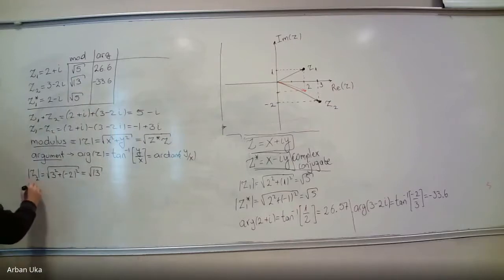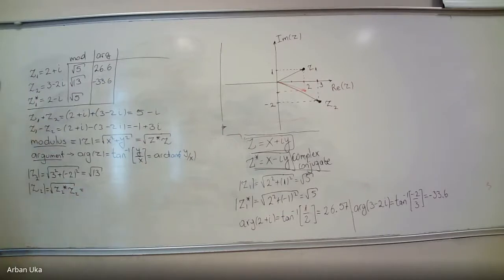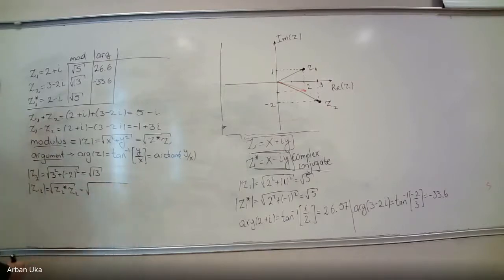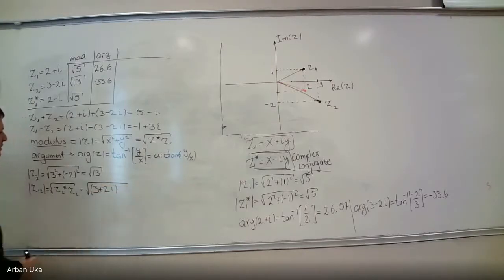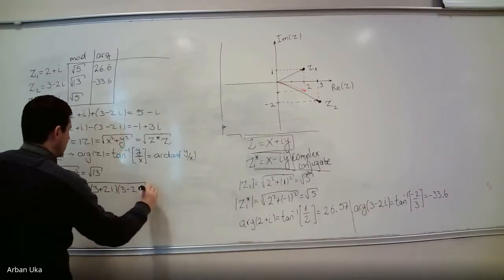Then we can also have a look at this. Z2 modulus can be equal to Z2 complex conjugate times Z2. So I want to write this one to have a somewhat equivalence with the vectors, where we took the V transpose times V. What is Z2 complex conjugate? Can you find this? It's 3 plus 2i. That's true. So we just change the sign of the complex number, and we get here 3 plus 2i times 3 minus 2i, and let's see what we get.